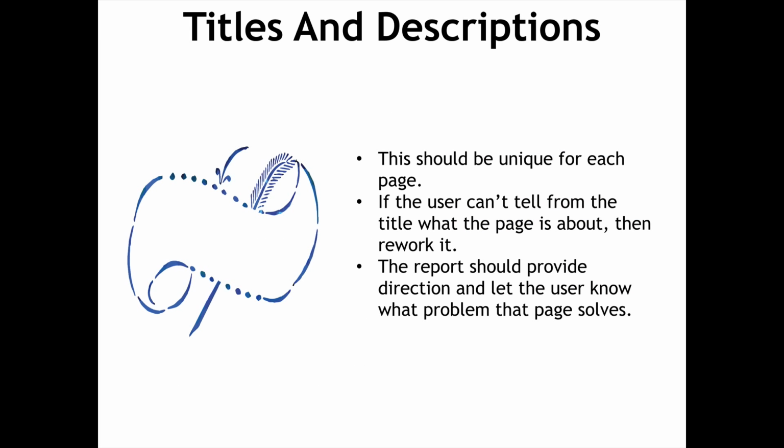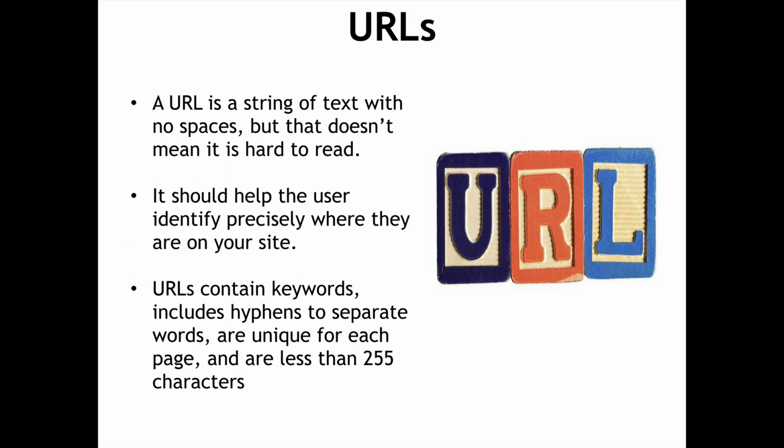Titles and descriptions. This should be unique for each page. If the user can't tell from the title what the page is about, then rework it. The report should provide direction and let the user know what problem that page solves. URLs. A URL is a string of text with no spaces, but that doesn't mean it is hard to read. It should help the user identify precisely where they are on your site. URLs contain keywords, include hyphens to separate words, are unique for each page, and are less than 255 characters.